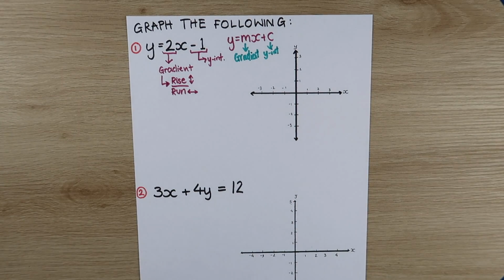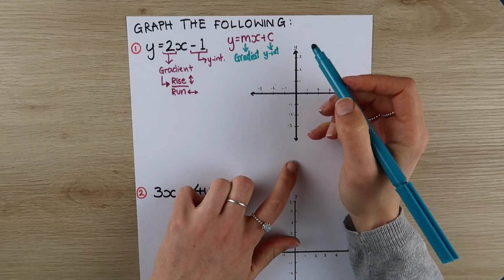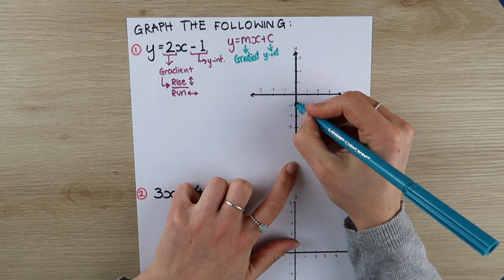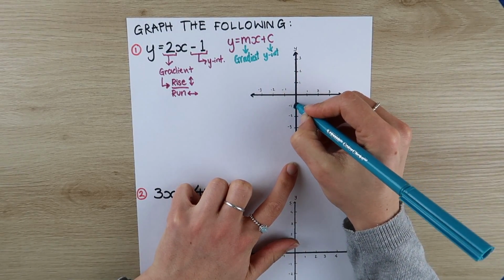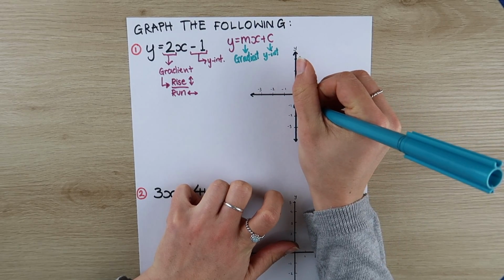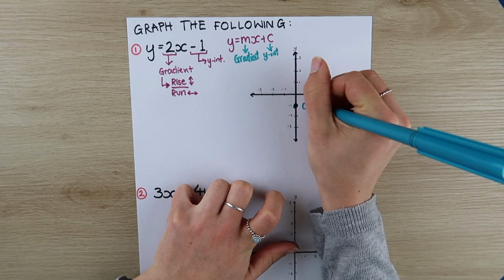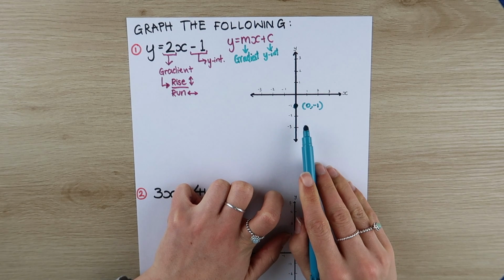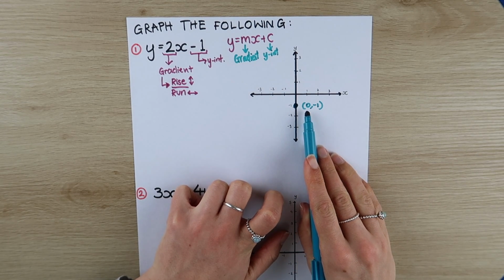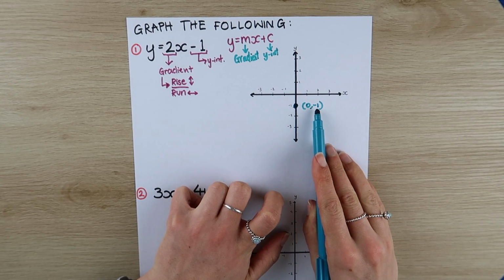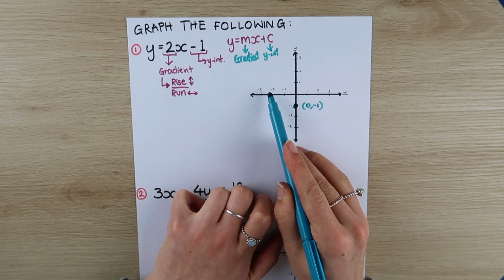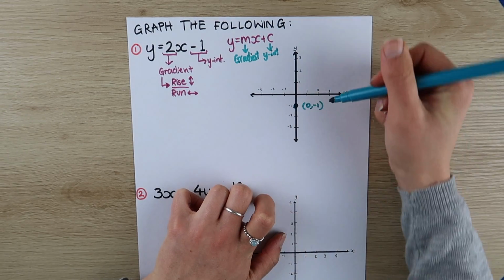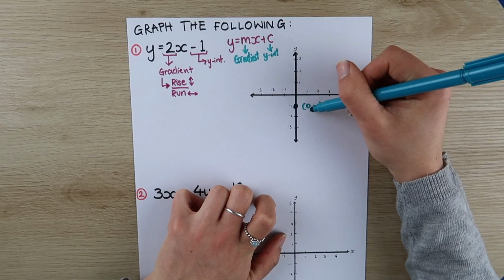It's always good to start with the y-intercept. If it's at -1, this means that it's going through this point. And straight away, I'm going to label that as (0, -1), because I'm writing my x value for the coordinate first, followed by my y value. And because x is the horizontal line, this means that my x value at this point is 0.